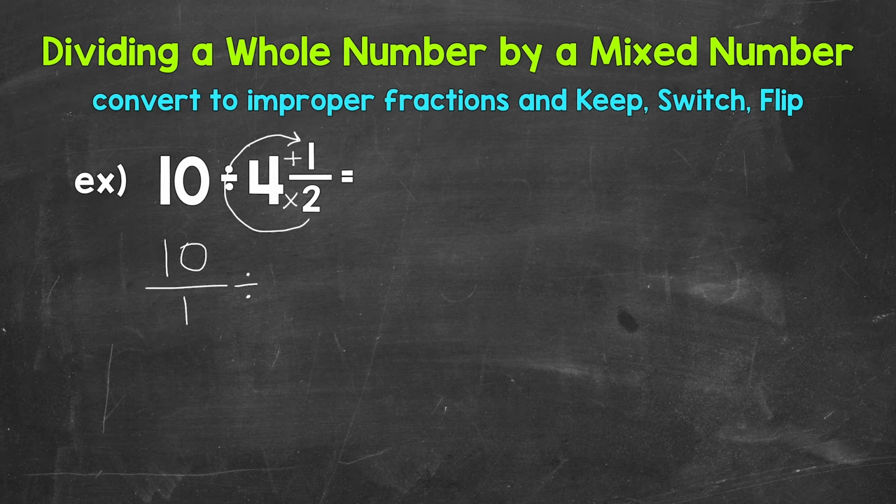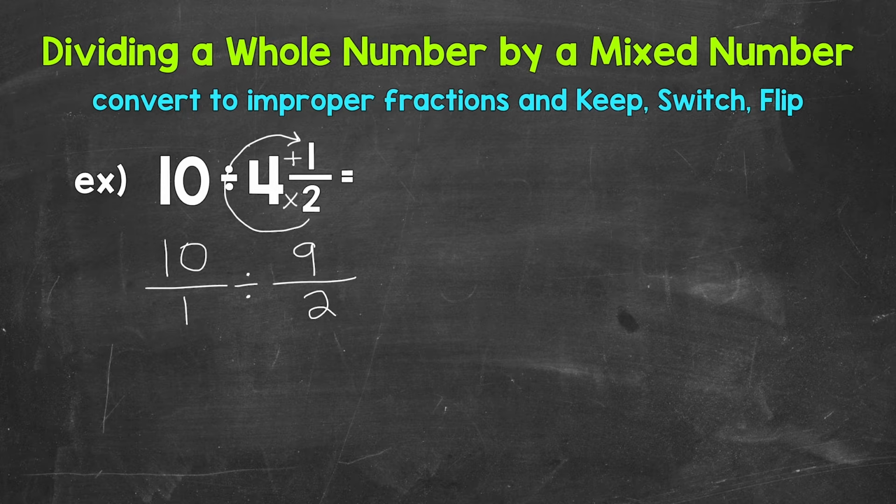So multiply the denominator by the whole number. So 2 times 4 is 8. And then add the numerator. 8 plus 1 is 9. That's the numerator of our improper fraction. And then keep the denominator of 2 the same. So we have 10 over 1 divided by 9 over 2. Now we just have numerators and denominators, and we are able to keep, switch, flip.